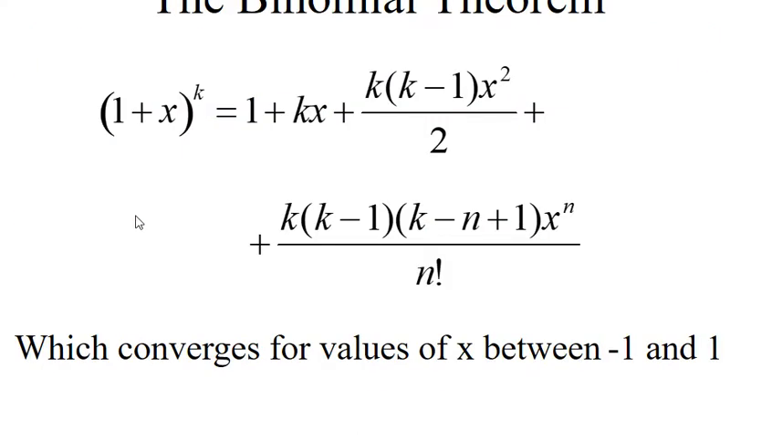Newton realized that this formula is actually good for something other than just integer powers. That this actually forms an infinite series which converges for values of x between 1 and -1. So we're going to take advantage of that and try and find a couple of series, starting with problem number 18.